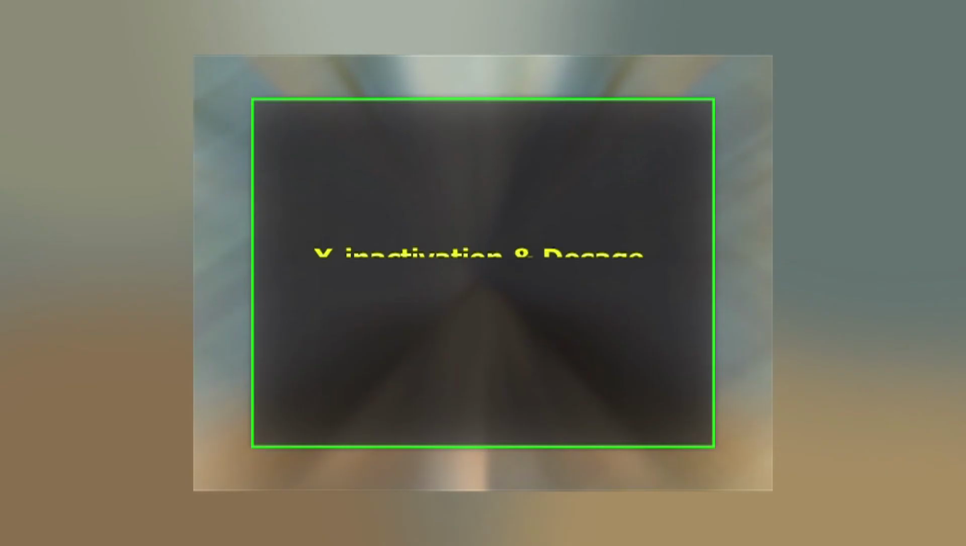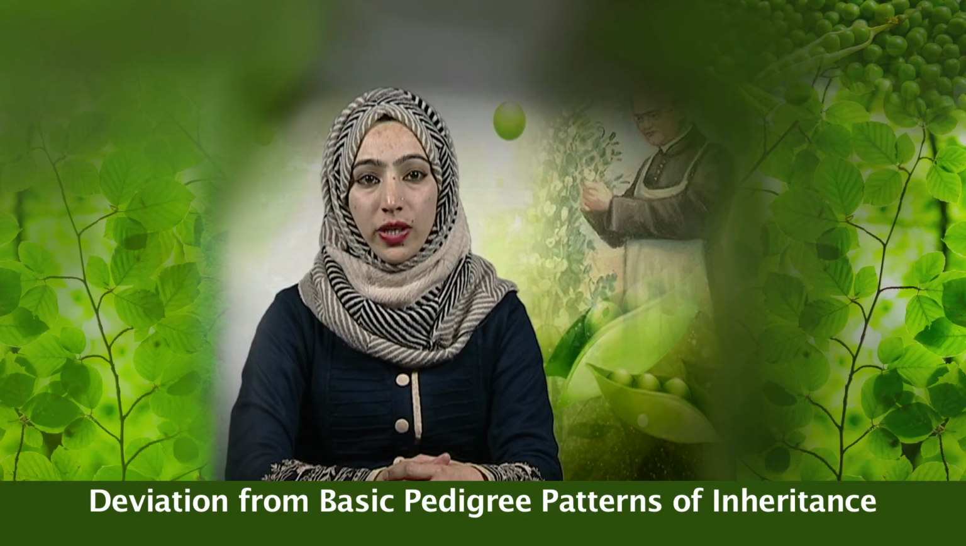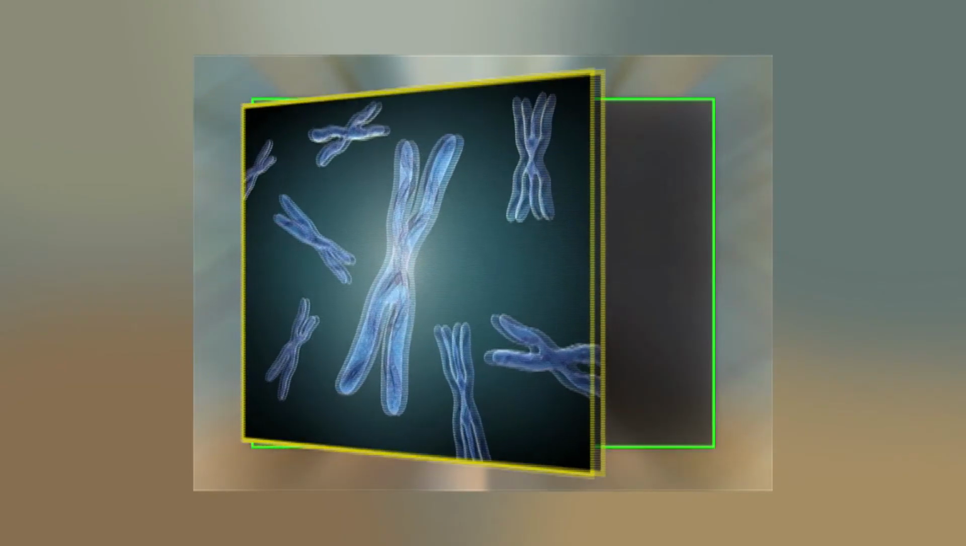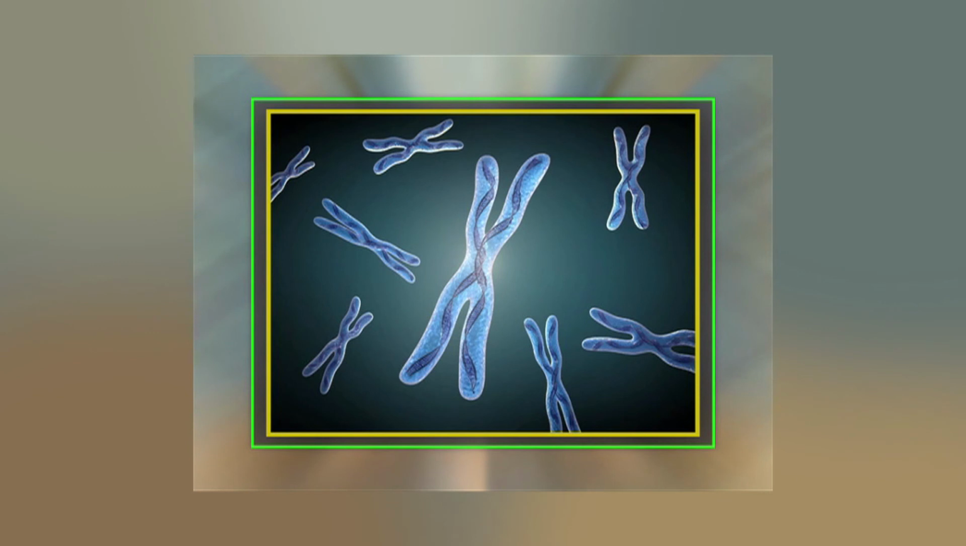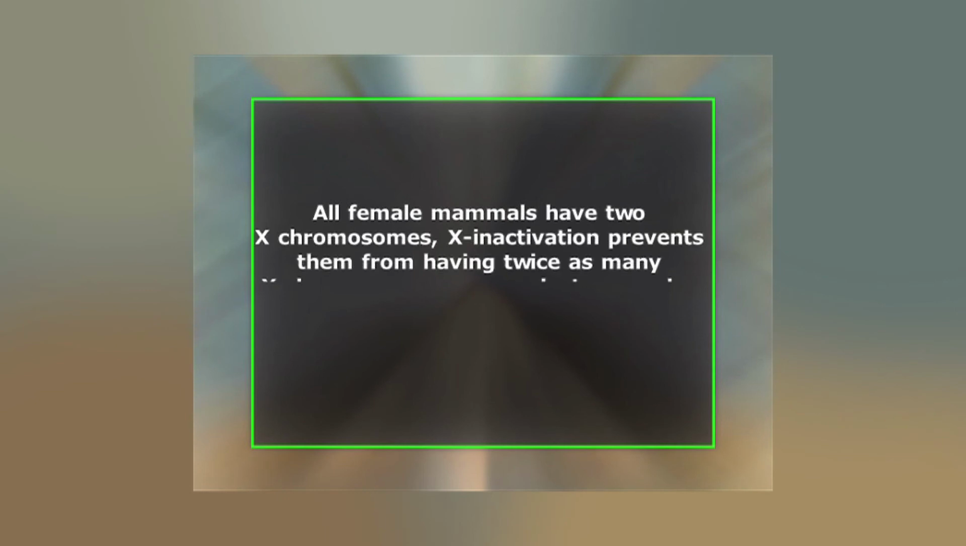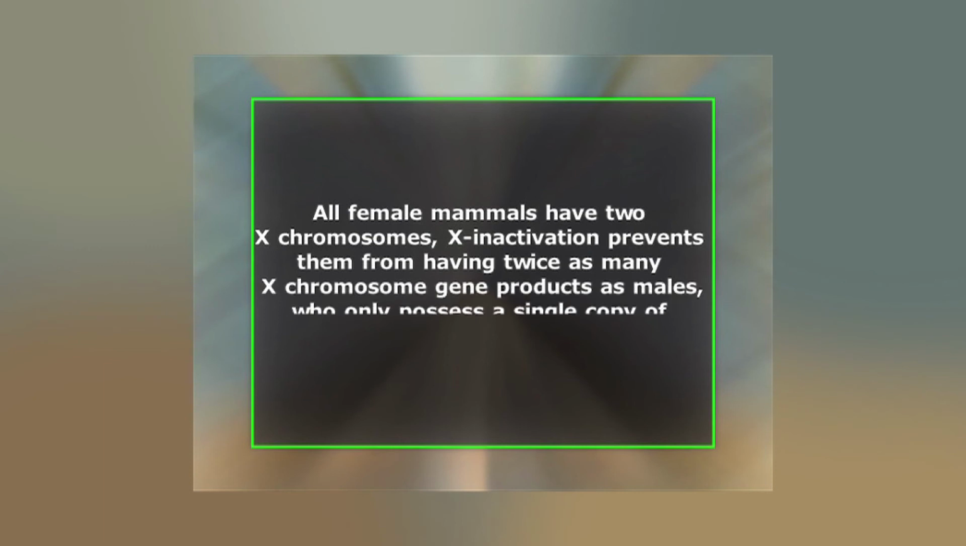Now, moving to the last part of today's lecture, that is X inactivation and dosage compensation. X inactivation, also called lyonization, is the process by which one of the copies of the X chromosome present in female mammals is inactivated. As nearly all female mammals have two X chromosomes, X inactivation prevents them from having twice as many X chromosome gene products as males, who only possess a single copy of the X chromosome.